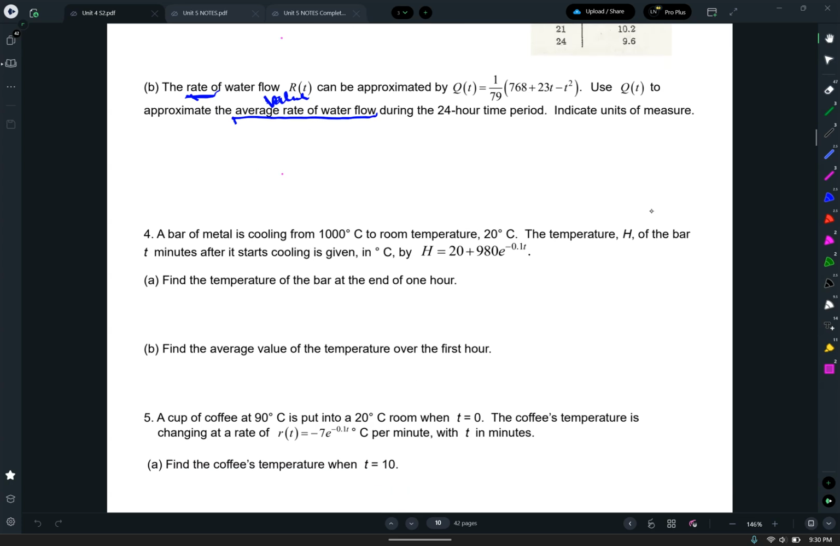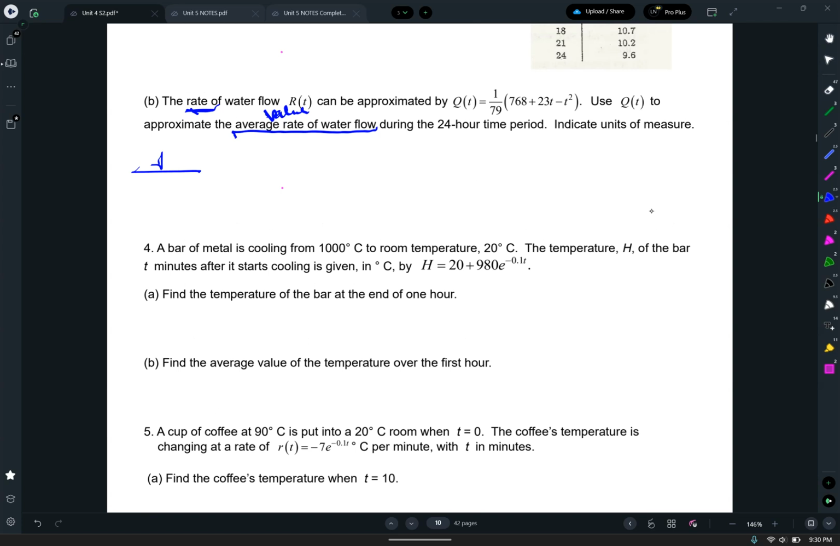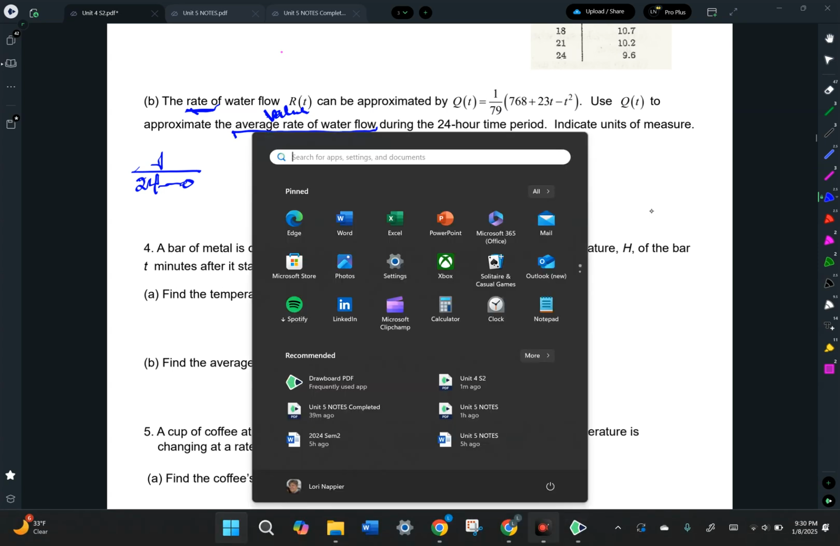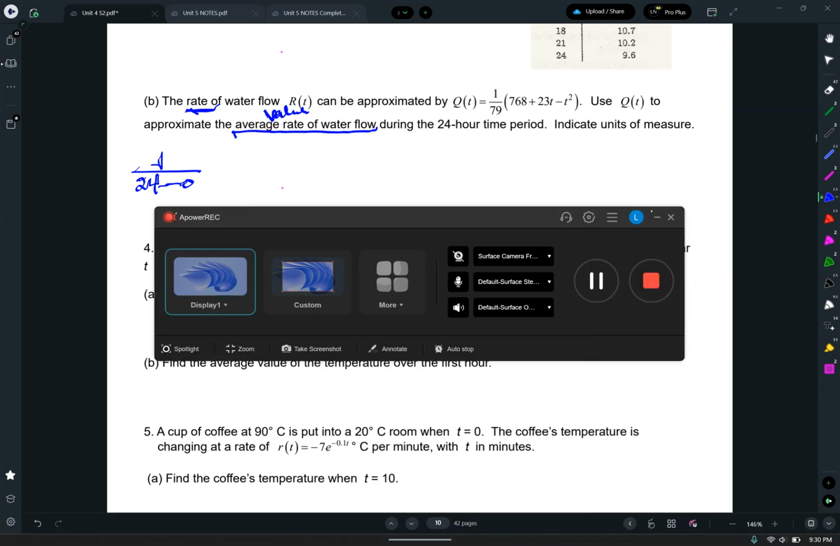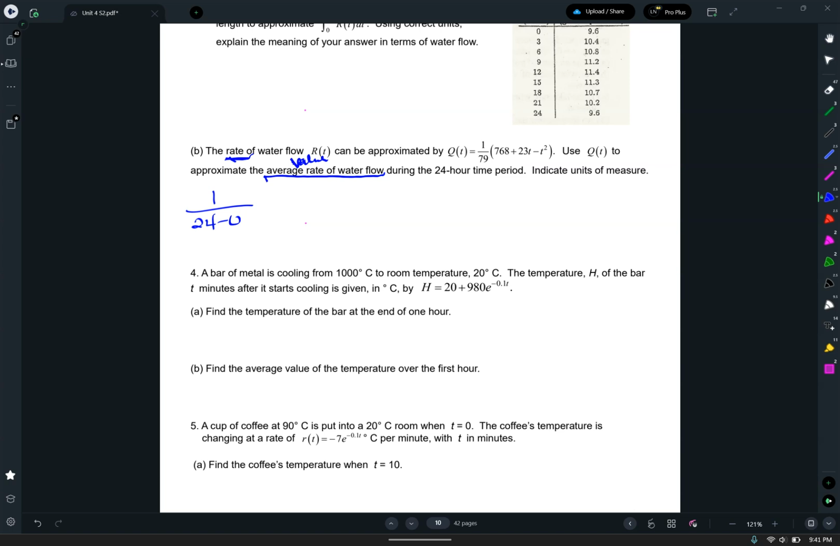let's see, 1 over B minus A. So 1 over, and they said the 24-hour time period. So the B minus A is going to be like 24 minus 0. So A to B would be from 0 to 24. So integral from 0 to 24. And like I said, if we want the average value of the rate, then we're going to be integrating the rate. So we're going to be integrating that Q of t function. And I'll let you do this in your calculator, but I just wanted to show you the setup.